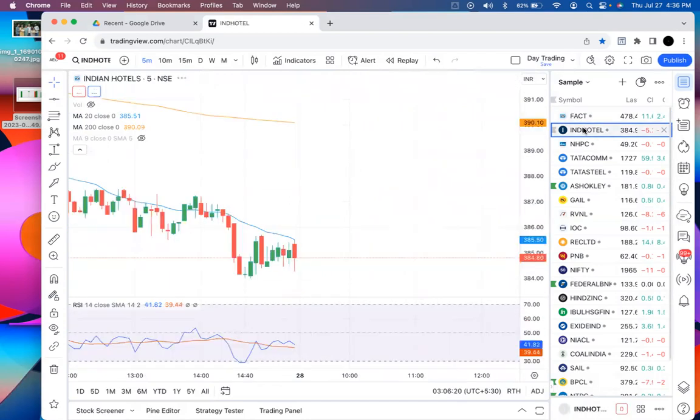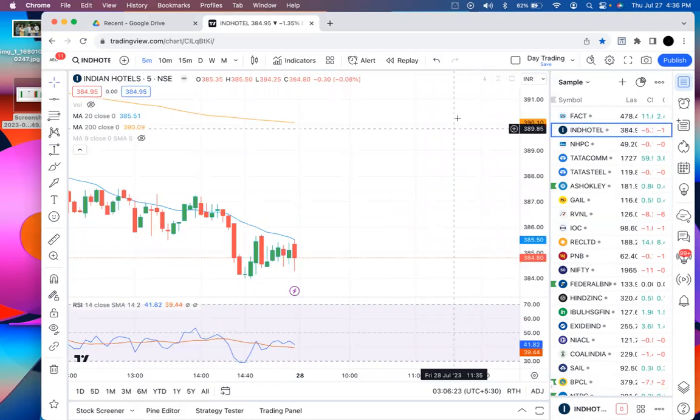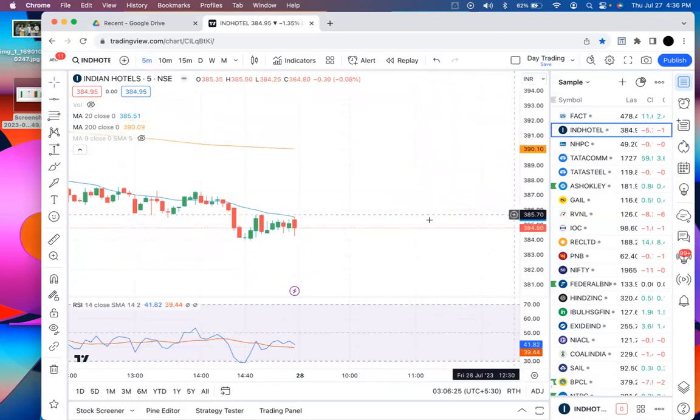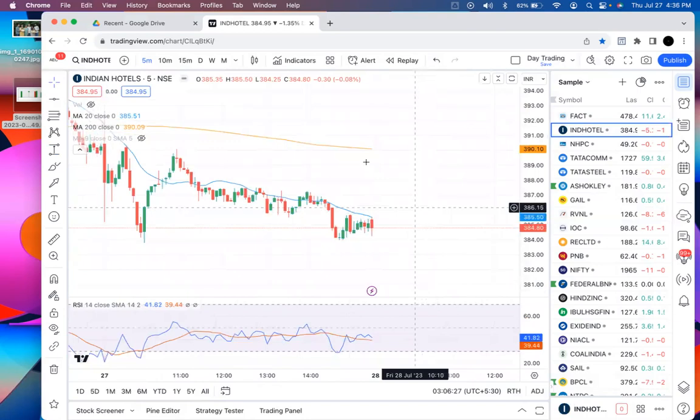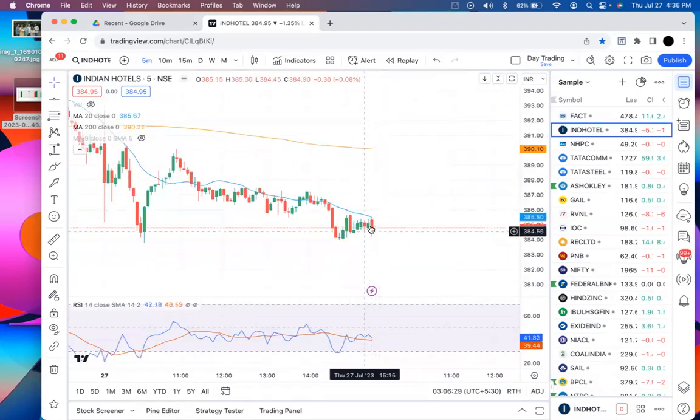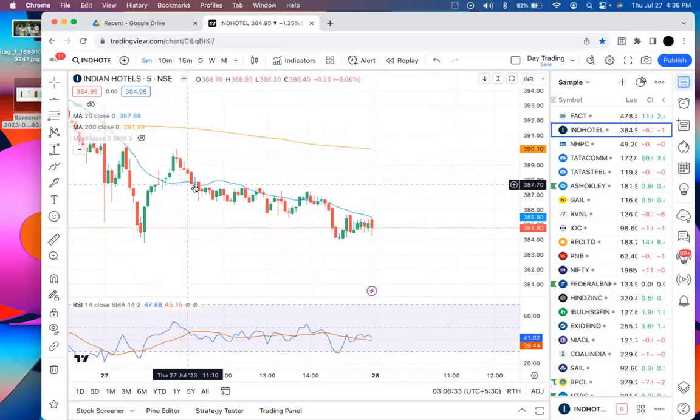All right, now here is another one, Indian Hotels. What would I do with this? All right, here it is. See, the 20 is below the 200, so I wouldn't even bother doing it. And of course, look at this, the 20 is far away from the 200 as well.